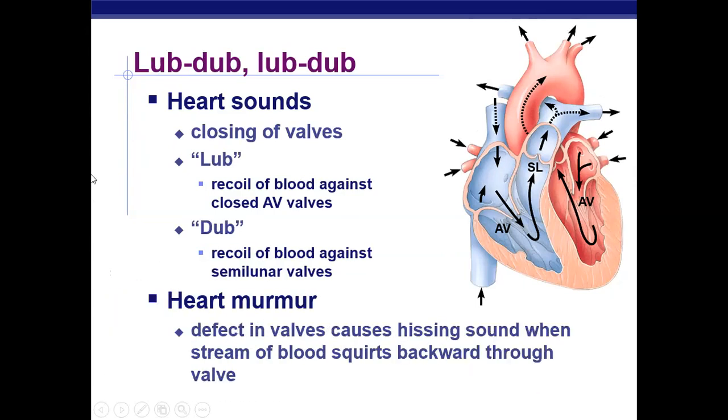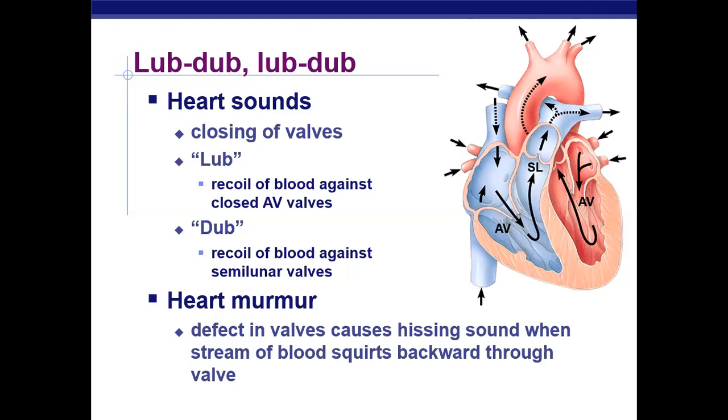There we go. All right, so heart sounds are the closing of the valves. The lub sound is the AV valves closing. It's the recoiling of the blood against the AV valves, the atrioventricular valves. The dub sound, the second noise, is the recoiling of blood against the semilunar valves. So lub-dub, lub-dub. It's the blood hitting those valves when the valves close.